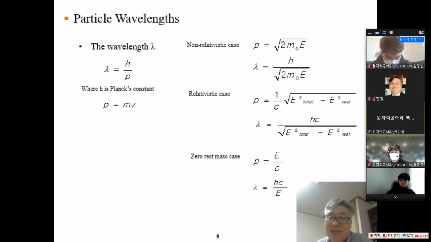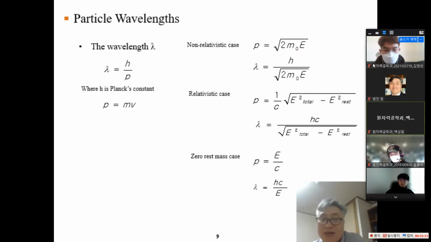And for the photon, the momentum is E divided by c. So we put this expression for momentum into the de Broglie wavelength formula. Then we get lambda equals hc over E.